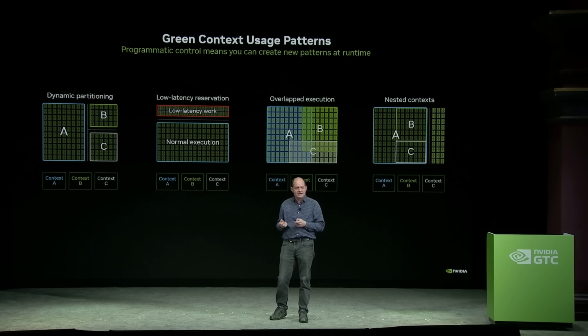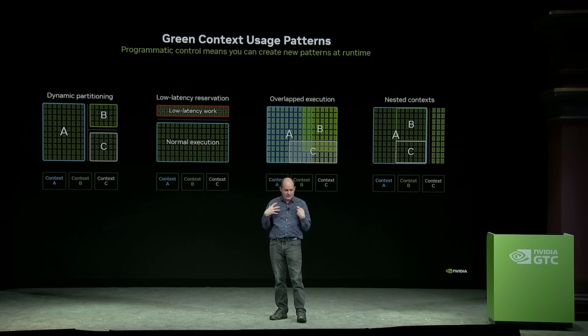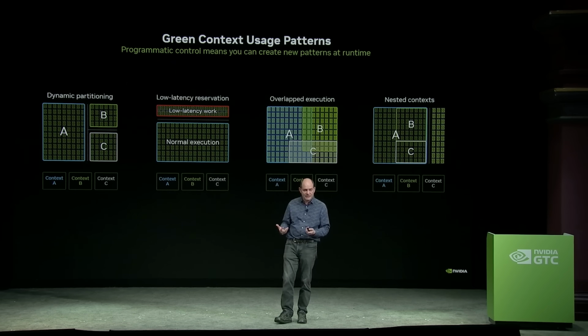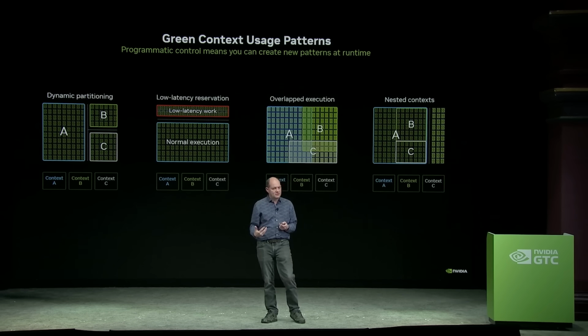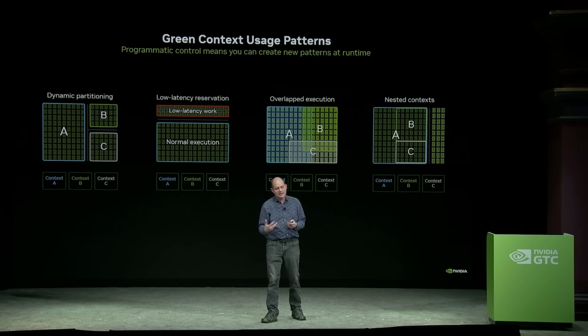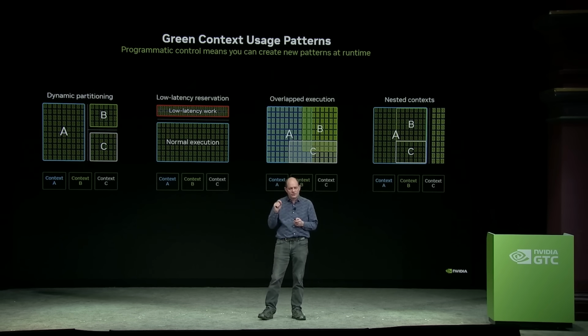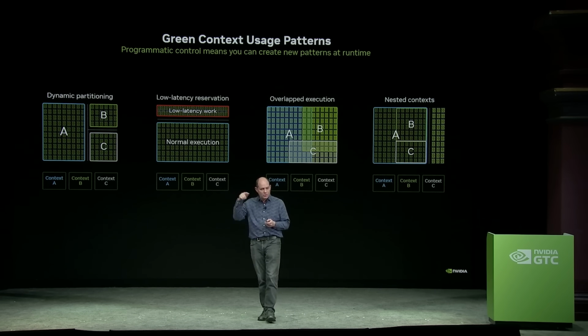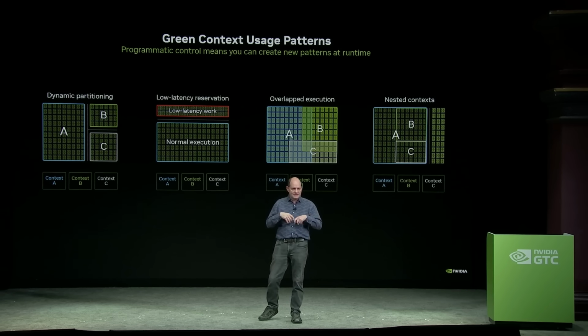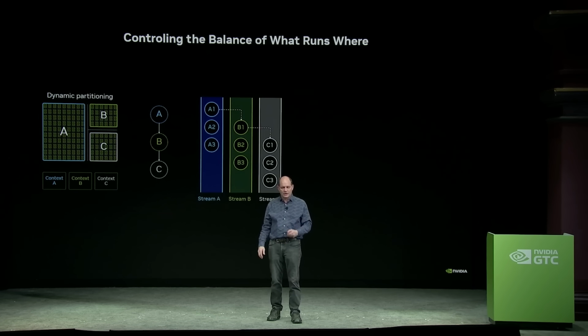Low latency reservation is a common thing. It's sort of an improved form of priority, where I've guaranteed that resources are available. Overlapped execution, nested context, but really the thing I want to talk about most is dynamic partitioning, because that's the thing that points at this disaggregated workload that I've been talking about.